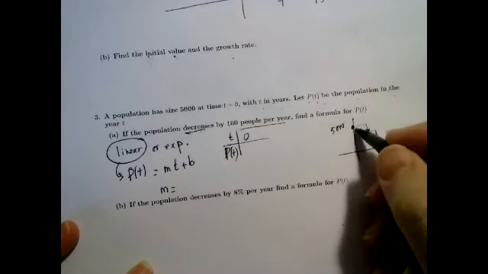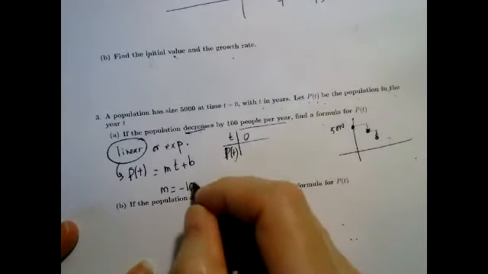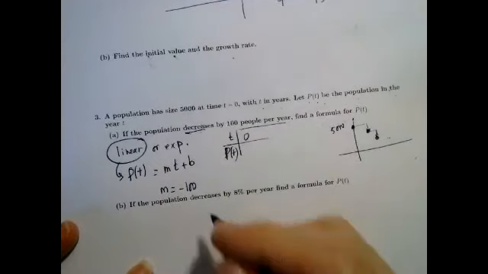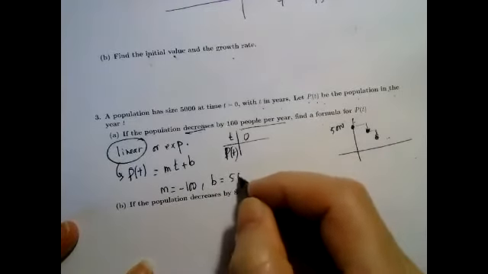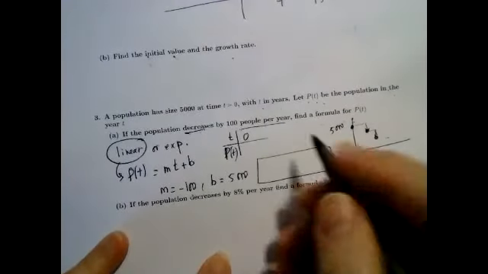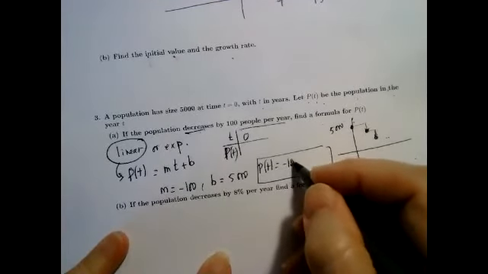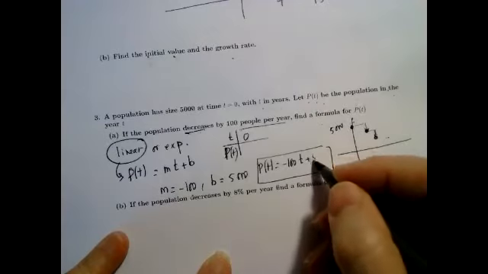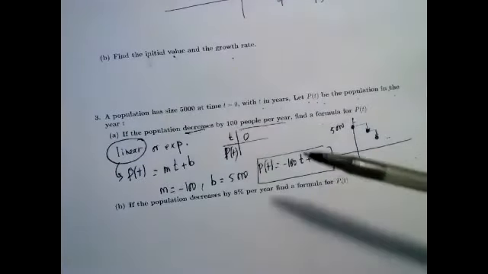But now what's the slope in this scenario? The slope is by how much we're going every unit. So the slope is going to be minus 100. And the b is my initial value. So in this scenario, the formula for the population is minus 100t plus 5,000.